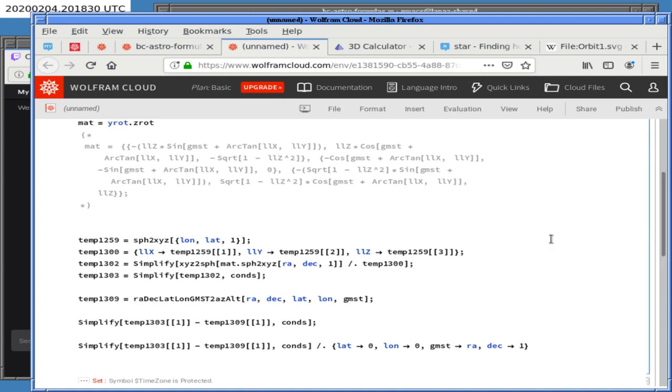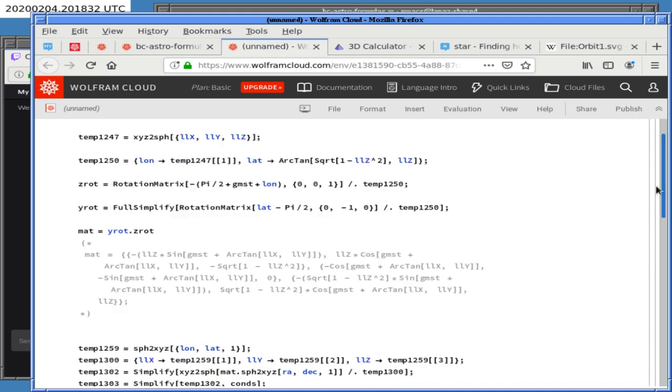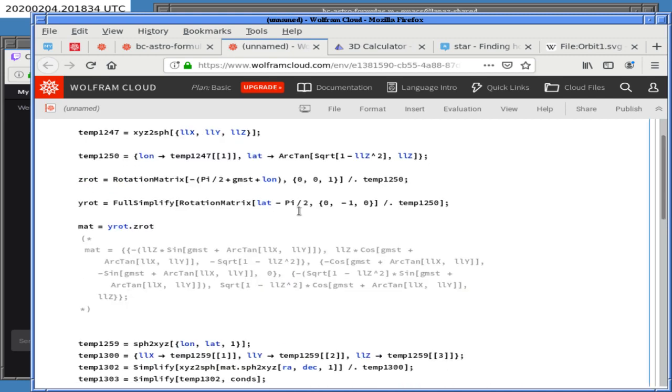Okay. So, in the y rotation, we're rotating. Okay, I thought we were rotating pi over 2 minus lat in the correct, but I think this is actually just going to bring us back to what we had before.